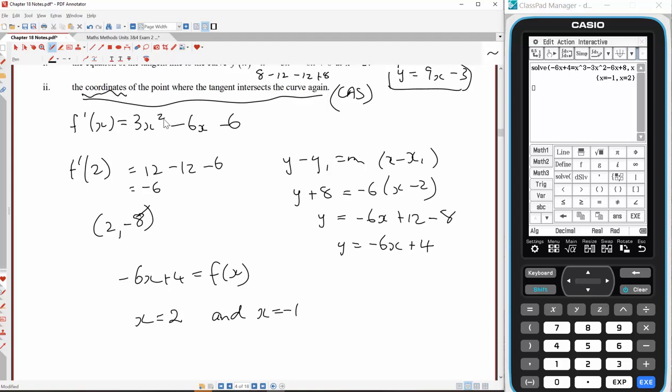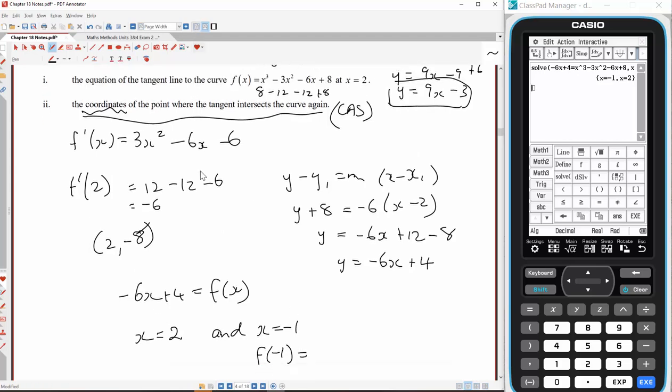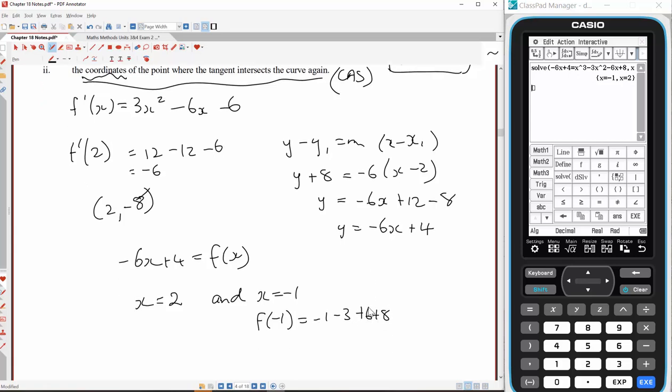All right, now we want the coordinates where this occurs. Okay, so this one is already known to us. That's the tangent, so we know it intersects at the tangent. So all we'll do for this one here is do f of -1, which is going to be -1 cubed is -1, then -3, plus 6 plus 8. -4 plus 6 is 2, which is 10. So the coordinate, therefore, is -1, 10, where it intersects the function again on top of the 2, -8.